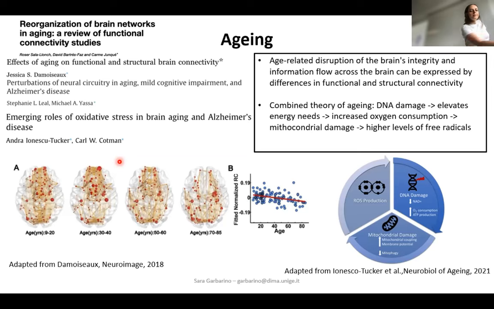So there was this paper again here last year that suggested a combined theory of aging, in which essentially the idea would be something along the line that DNA damage elevates energy needs, which in turn increase oxygen consumption, which damages the mitochondria and which elevates the levels of free radicals and so on. So this kind of model could be, I think, an interesting starting point to start thinking about quantitative models of oxidative stress in the brain.